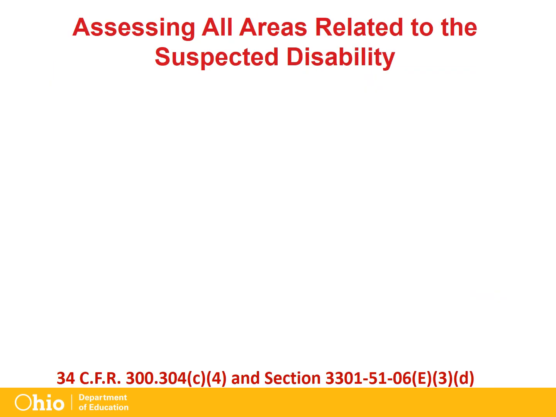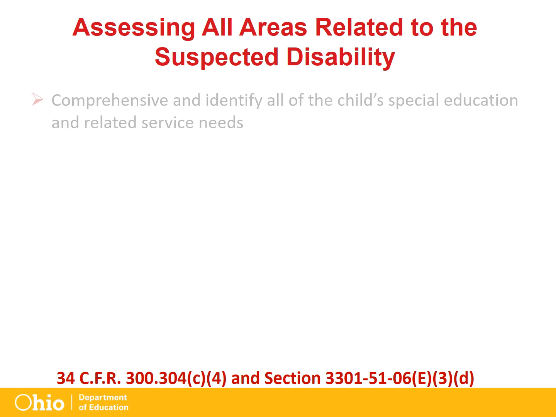Under federal and state requirements, school districts must assess children in all areas related to the suspected disability. The evaluation shall be comprehensive and identify all of the child's special education and related service needs. For instance, if a suspected disability of speech and language is addressed in the planning process, a speech and language evaluation alone is not sufficient for a complete evaluation.